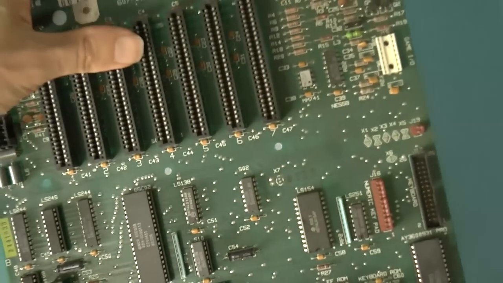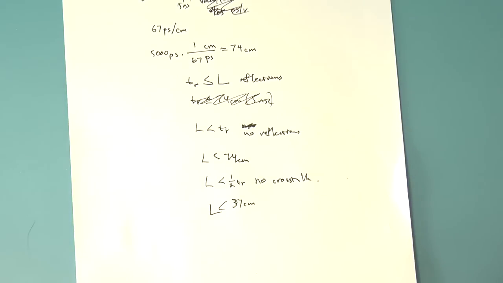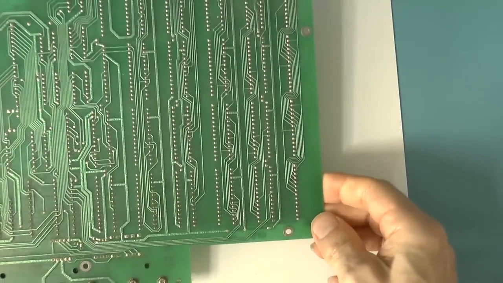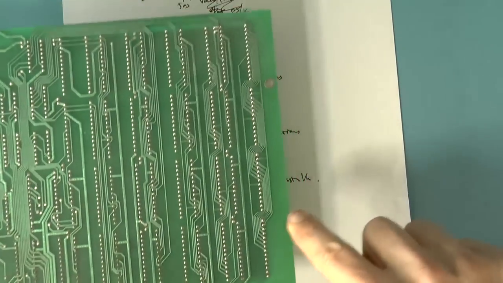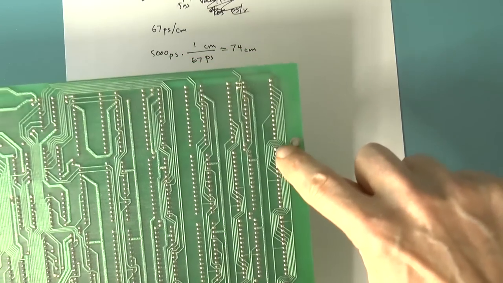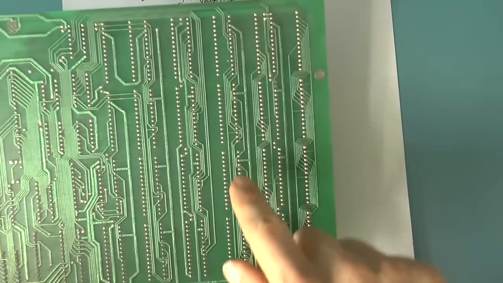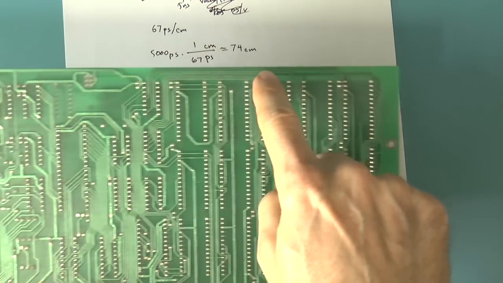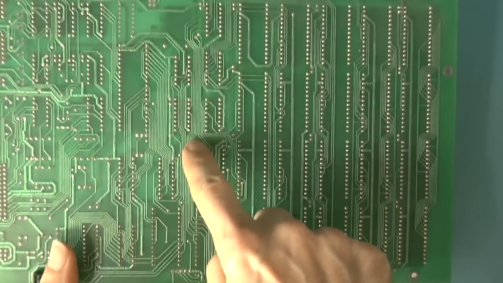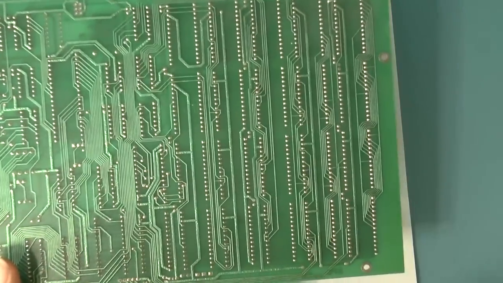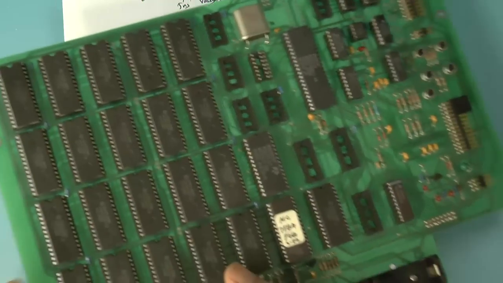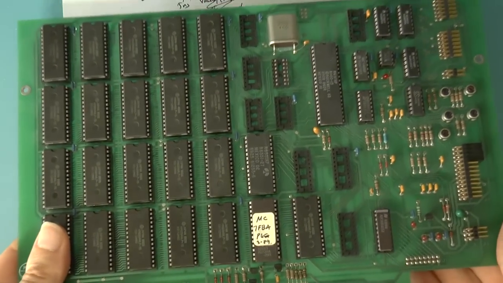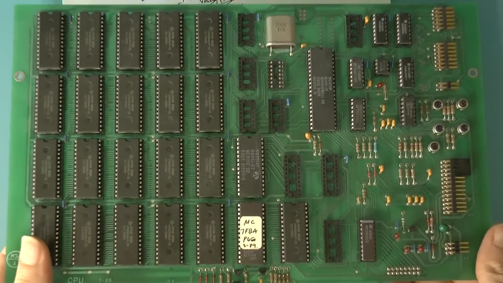And again, if we look at this funny board, we can actually see that some of the traces go from here up to here. How about this trace over here? It goes up and over and down. If you measure that, that's still less than 37 centimeters. So no termination whatsoever was needed on this in order to account for reflections or crosstalk.